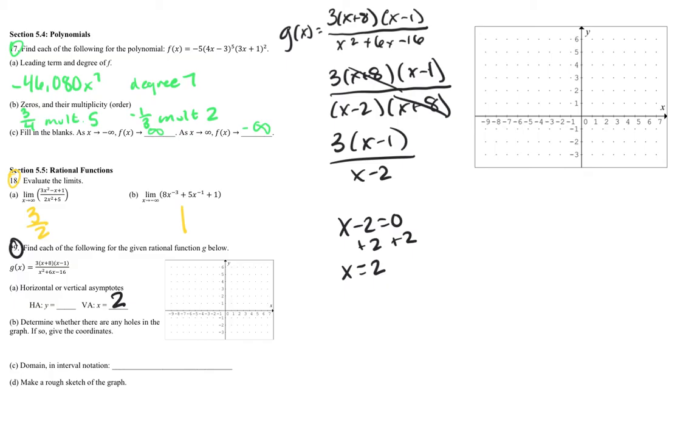Our horizontal asymptote, however, is going to come from our coefficients. We take the terms with the highest power, which is going to be this 3. So we have 3x over x, right? Those are the highest power, so those are going to cancel, and this ends up being 3 for our horizontal asymptote, so at y equals 3. So let's plot those on our graph. Our vertical asymptote at x equals 2, and our horizontal asymptote at y equals 3. So now I know our graph is going to look something like this.